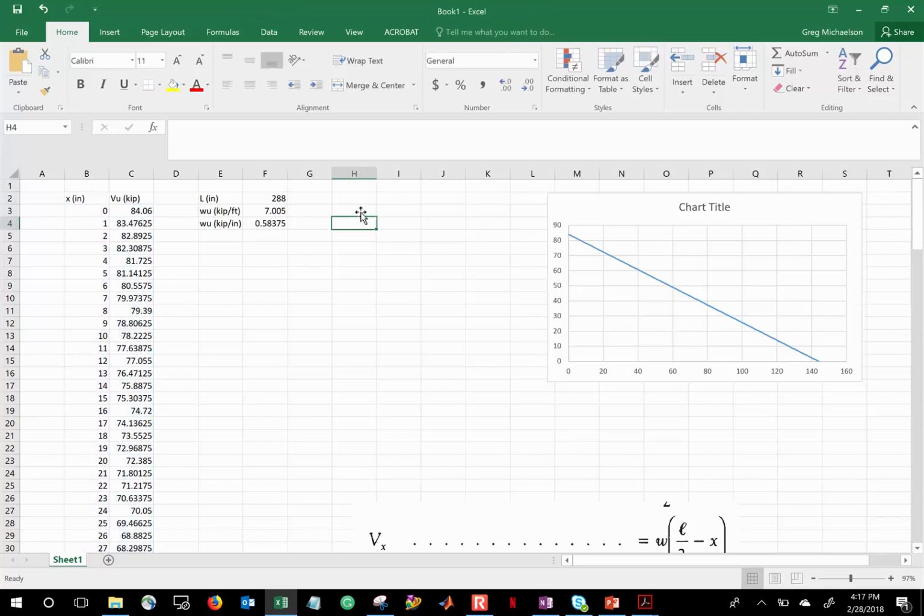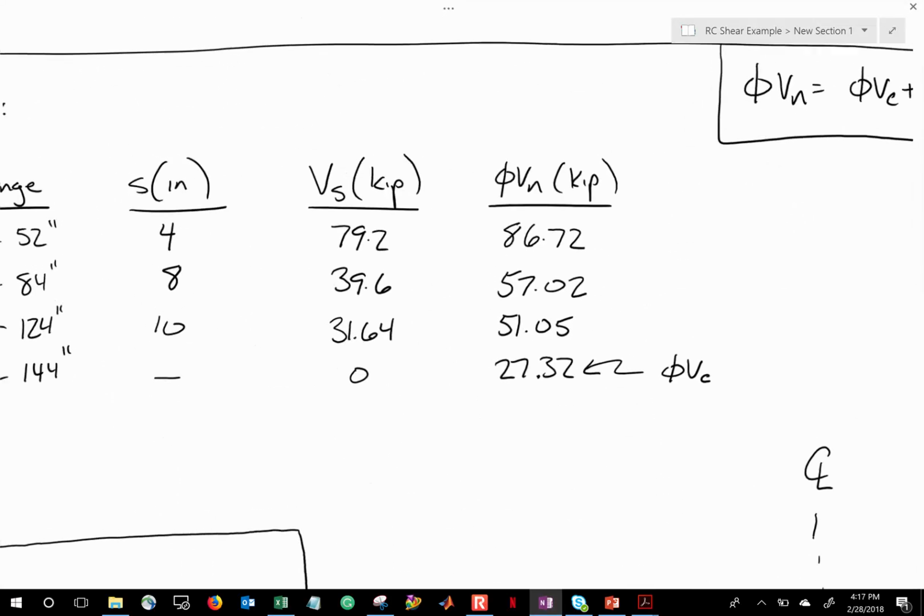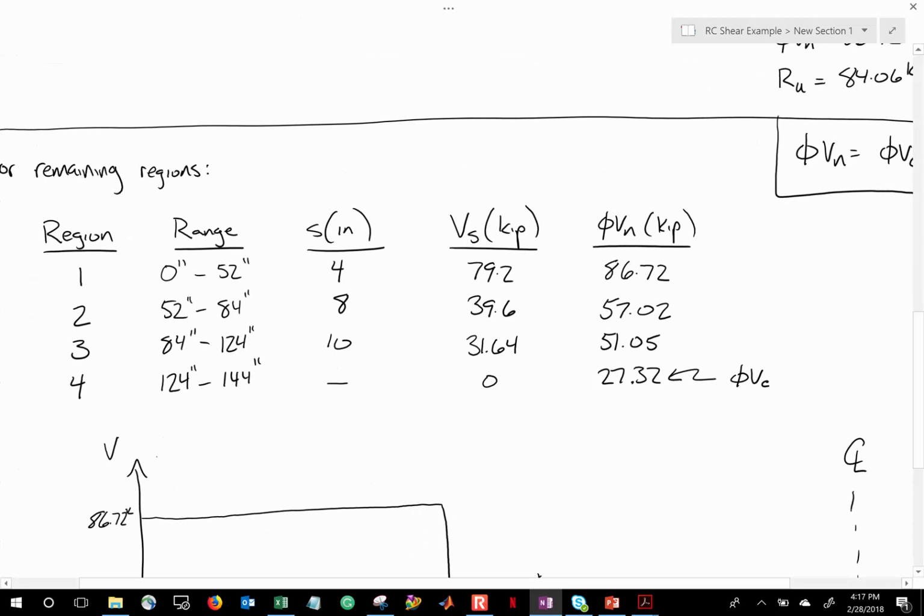capacities. And that's going to be pretty simple. So X in inches and PV in kips. That's going to be pretty easy to do. All you have to do is type your ranges and your capacities as follows. It's pretty simple. So from 0 to 52. Just so you're aware, I'm getting these values from right here, from this table. So 0 to 52, 52 to 84, etc.